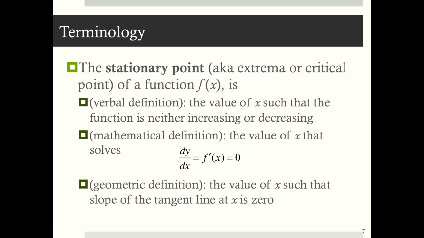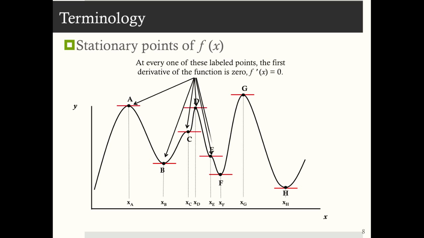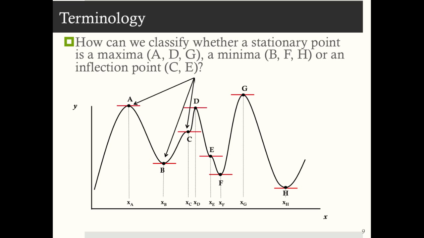Let's look at that graph of that crazy function again. The stationary points of f of x are labeled as a through h. At every one of these labeled points, the first derivative of the function is 0. In other words, f prime of x equals 0. The slope of the tangent line at a, b, c, d, e, f, g, and h are all 0. So how can we classify whether a stationary point is a maximum like in a, d, and g, a minimum like in b, f, h, or an inflection point like c and e, if at every stationary point the derivative is equal to 0?